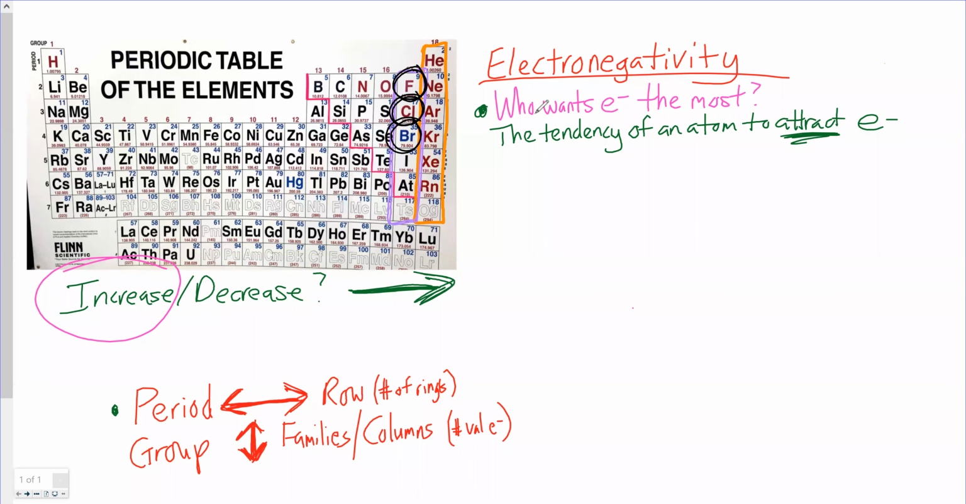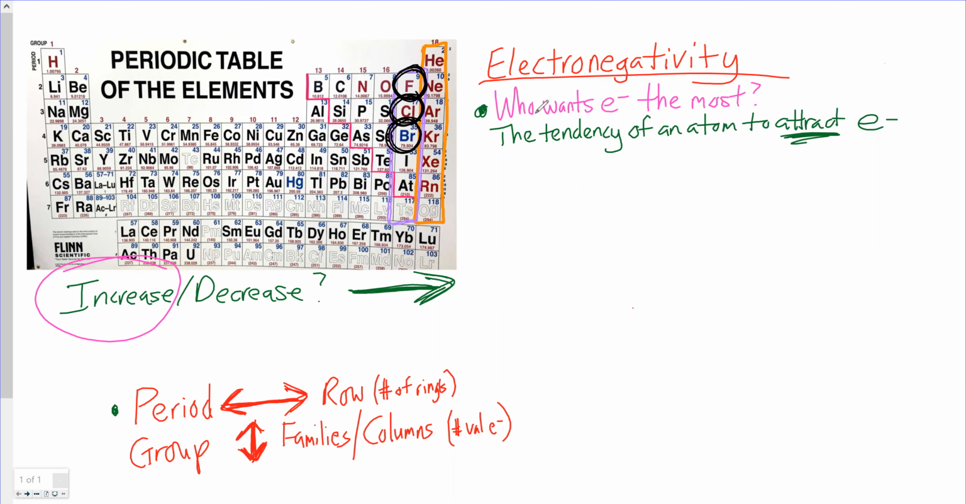What was the question? Of these 3, who do you think wants electrons the most? F, Cl, or Br? It's just a guess. You don't even have to give me a reasoning. Probably Br since it's lower, right? Okay, Br. All right, so most of us said Br or Cl.